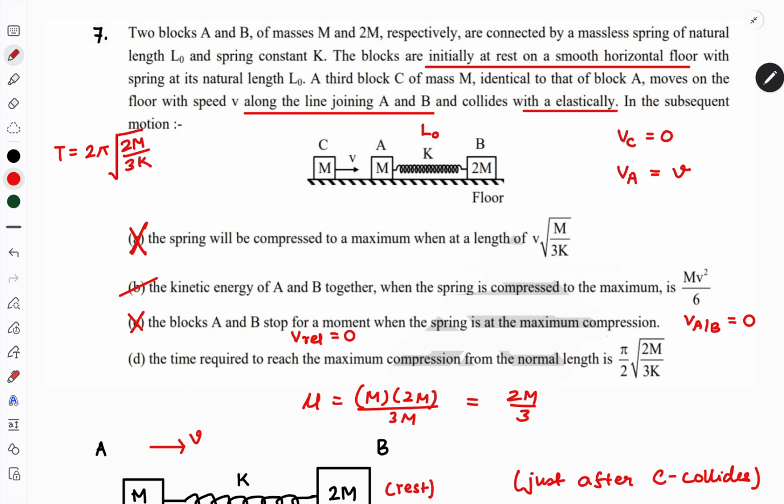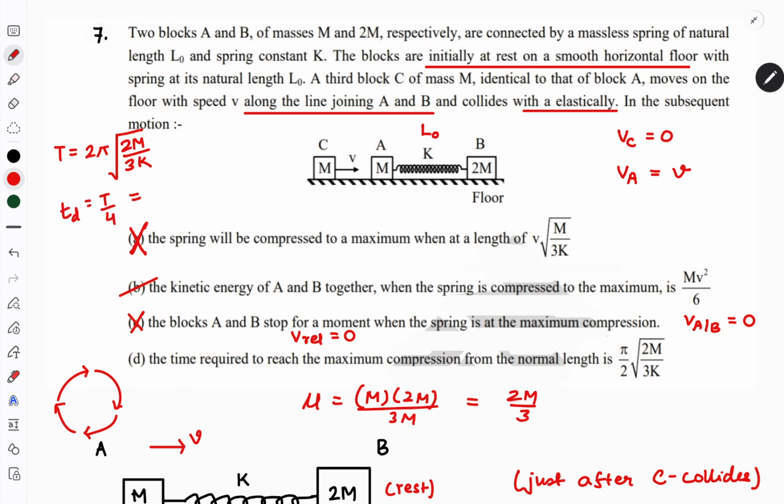So this is the time period of motion, and the problem is asking us for the time required for maximum compression. For maximum compression, the time required will be 1/4 of this value, as one complete cycle will consist of, from the point of collision, reaching the point of maximum compression, then from compression to natural length, then from natural length to elongation, then again natural length. So these are the 4 parts which we have. Therefore for part D it will be T by 4.